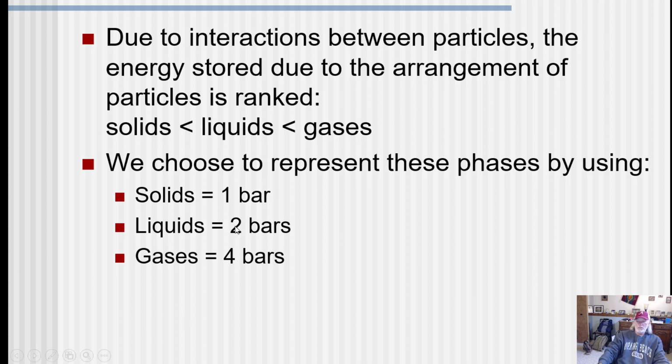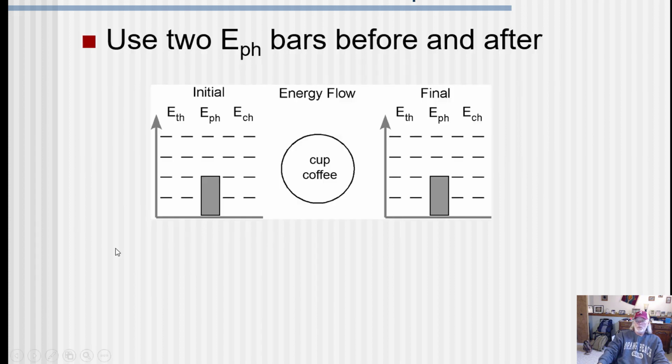Probably the easiest thing to do is say solids equal 1 bar, liquids equal 2 bars, and gases equal 4 bars. Again, solids have the least amount of energy, liquids more, and then gases a lot more. So we have liquid to liquid here, because the coffee isn't changing phases, all it is doing is changing temperature. We're going to say we have 2 bars at the initial part, and then 2 bars after. Again, liquid to liquid, so we're not changing the phase of the coffee at all.